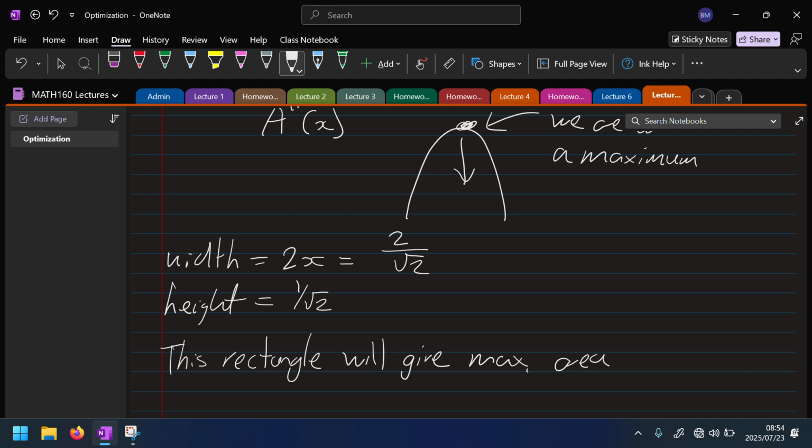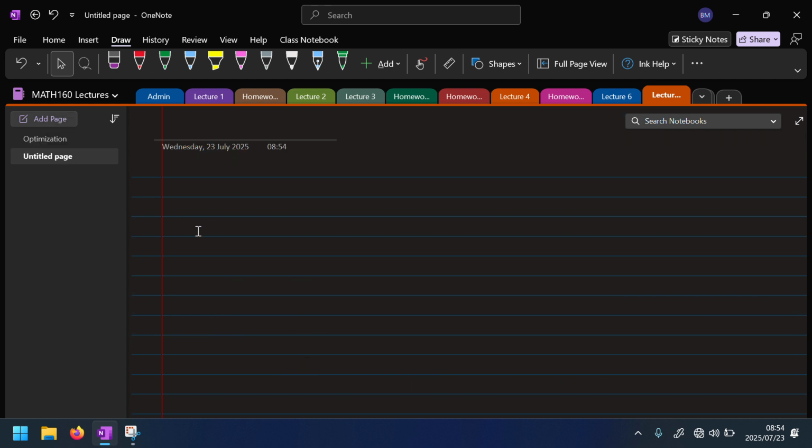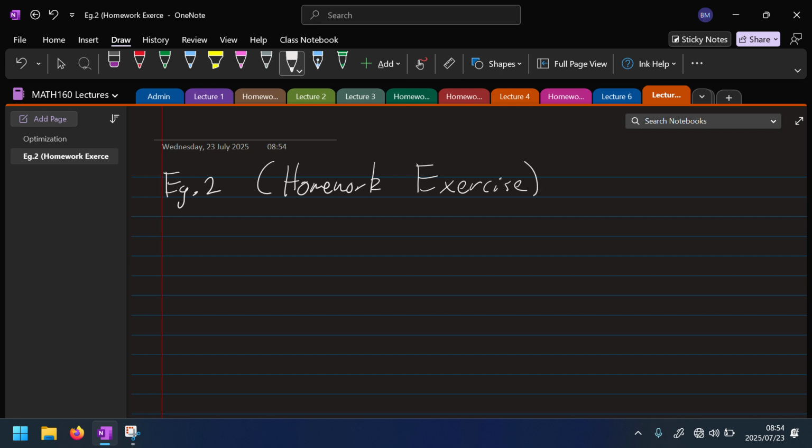Okay. Any questions on this example? No questions. Okay. Let's have a look at the next problem. So the next one is going to be a homework exercise for you to try. I'll set it up and then you can finish it for homework. Okay, so example 2, homework exercise. Okay, and very good test question.